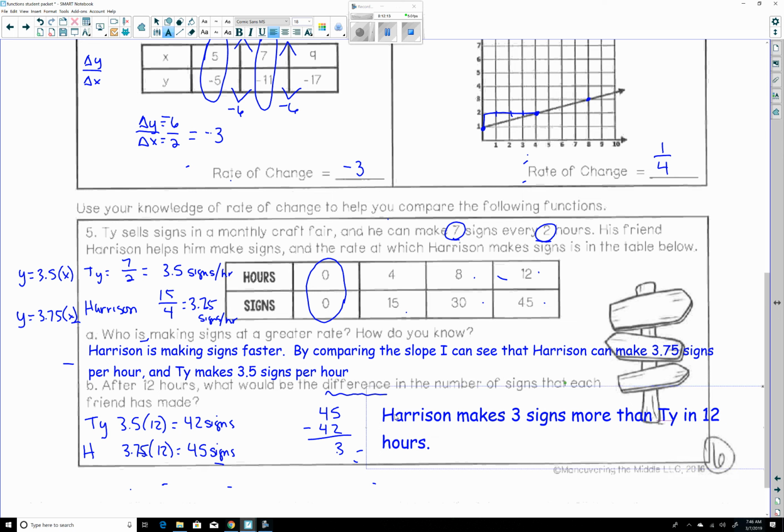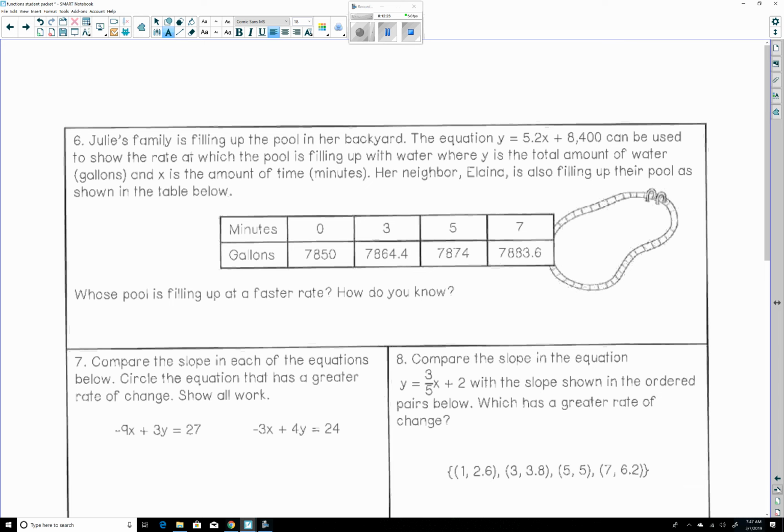Okay. Hopefully this is all kind of a review and you're going, okay, this is really easy, Mrs. Huntley. I'm not understanding why we're learning this again, because this is very familiar. It's very similar to what we were doing before. Page 7.